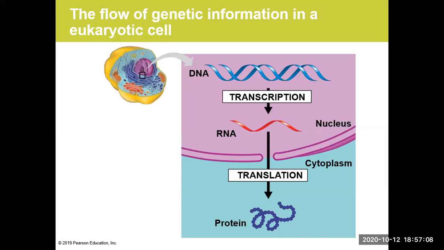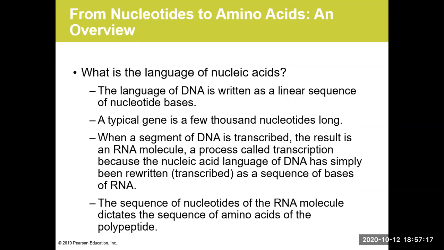This figure shows transcription and translation. Transcription occurs within the nucleus, while translation occurs in the cytoplasm. So how are proteins made from DNA? The language has to change from nucleotides to amino acids. Amino acids are the building blocks of proteins. A gene is a segment of DNA and it has thousands of nucleotides.